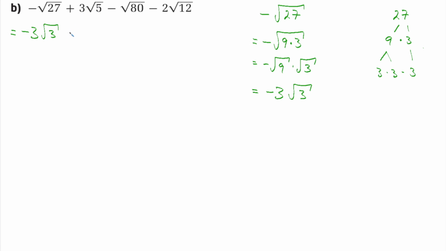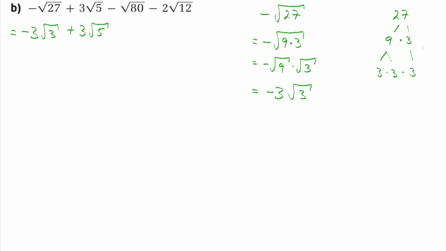3 root 5 I can't do anything with, so I'm just going to write plus 3 root 5. That's as simple as it gets. Notice that these are not like radicals. Square root of 3 is not like the square root of 5. We'd need the exact same index, which we have, but we'd also need the same radicand. So those can't go together.